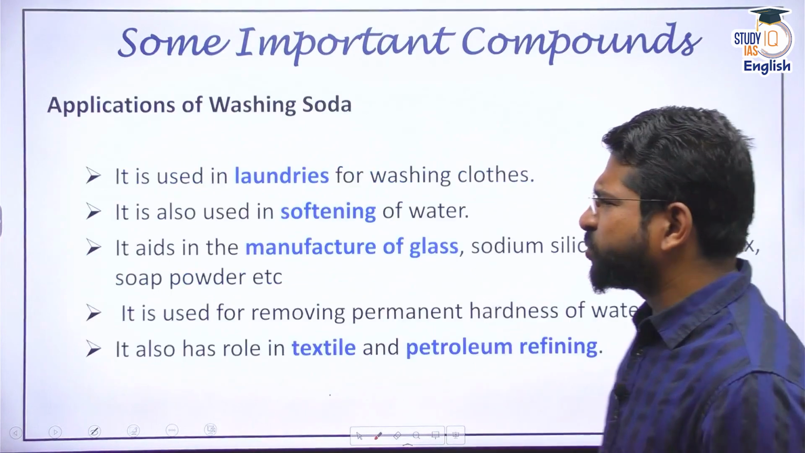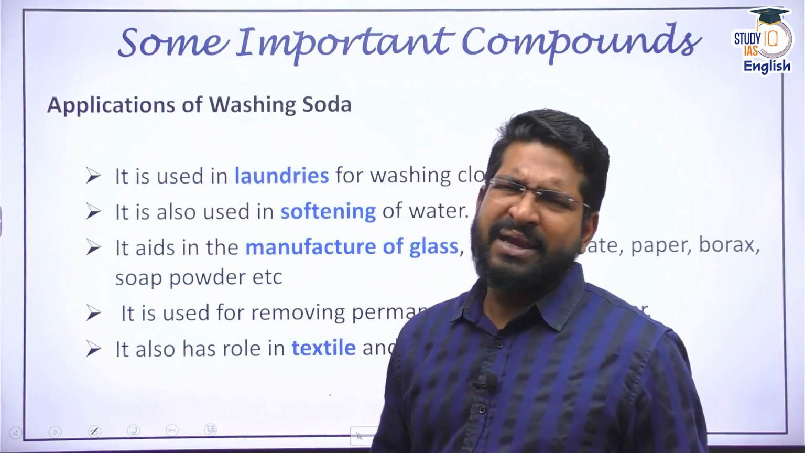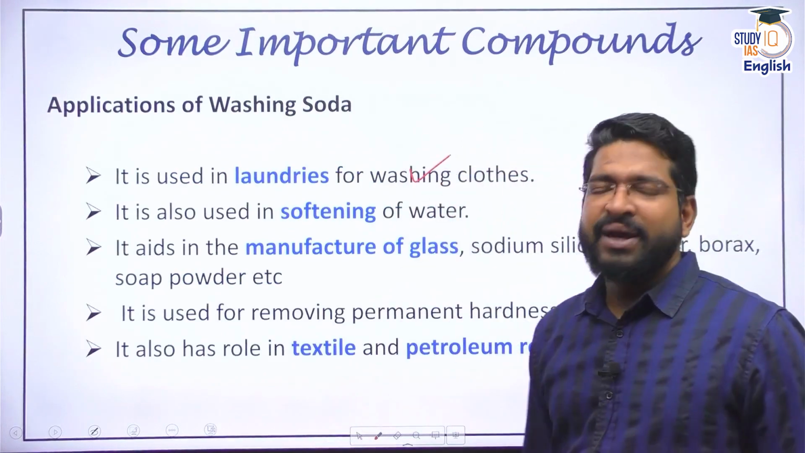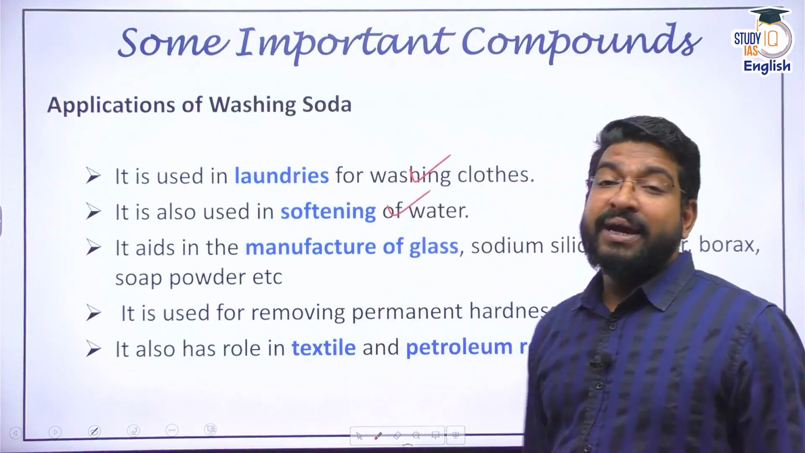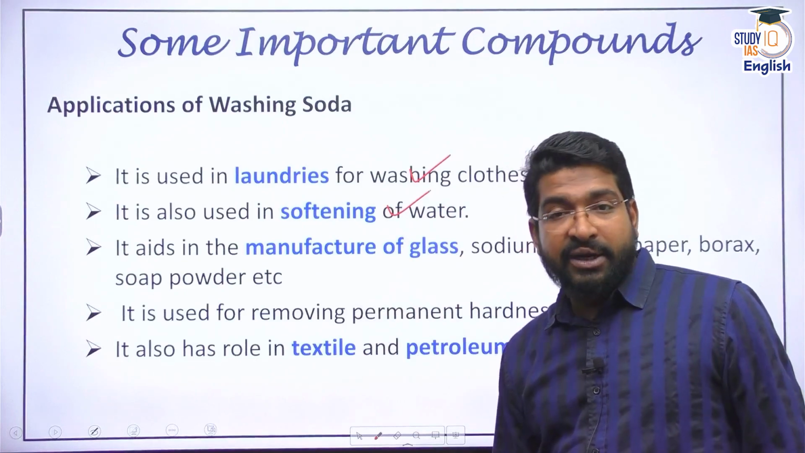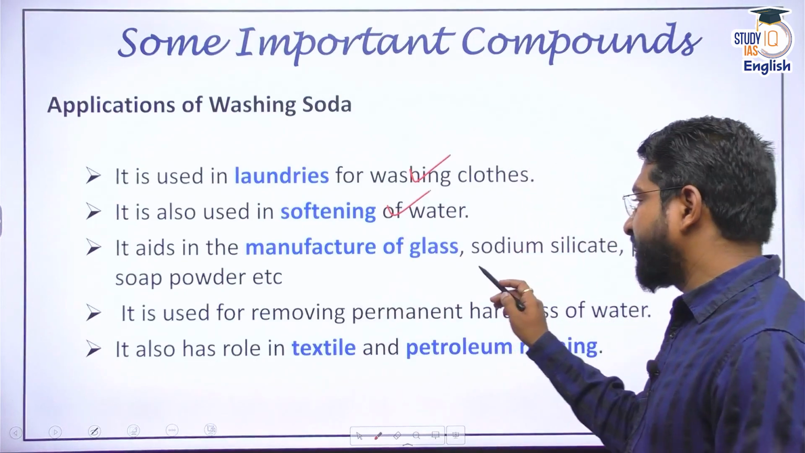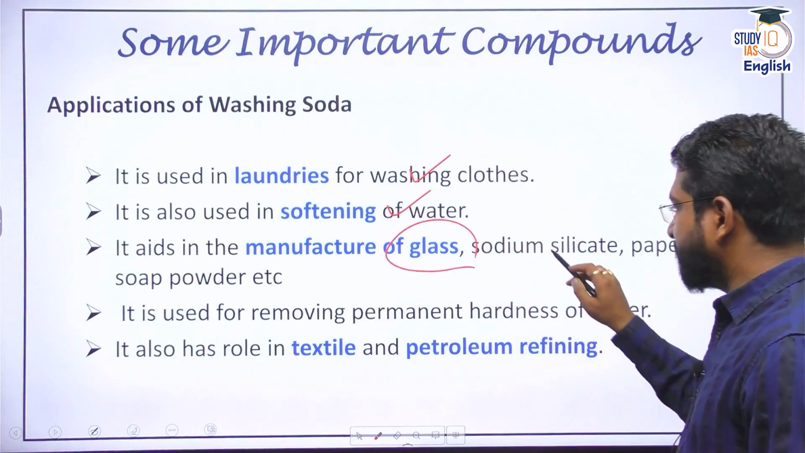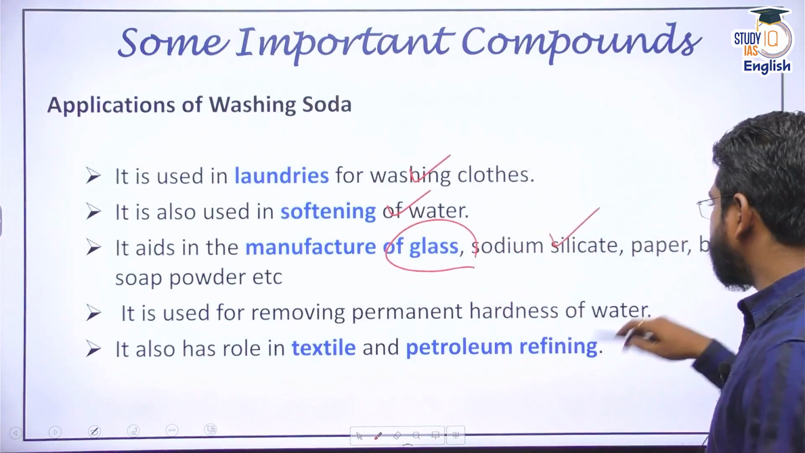And you do know washing soda has many uses. It has many applications. It is used in your washing powders. It is used for washing your clothes. It is used for softening of water. It is used as one of the ingredients, one of the reactants for production of glass. In glass production, washing soda is used. In production of sodium silicate, washing soda is used.